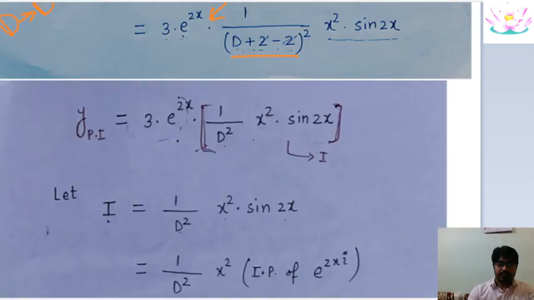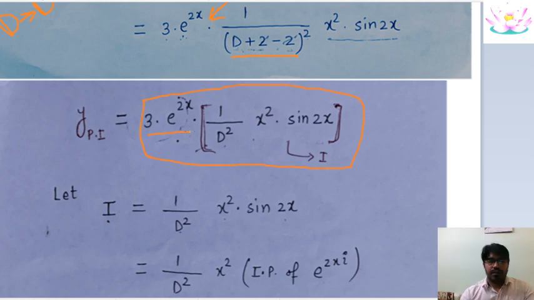Next, we get some kind of form here. In this form, 3 into exponential power 2x is a simplified form, but my complication is with 1 upon D square into x square into sine 2x. So I am taking it as another term capital I, where capital I is equal to 1 upon D square into x square into sine 2x.